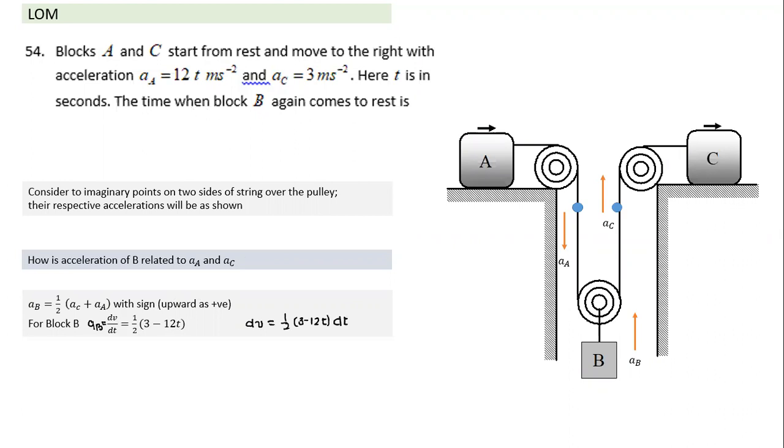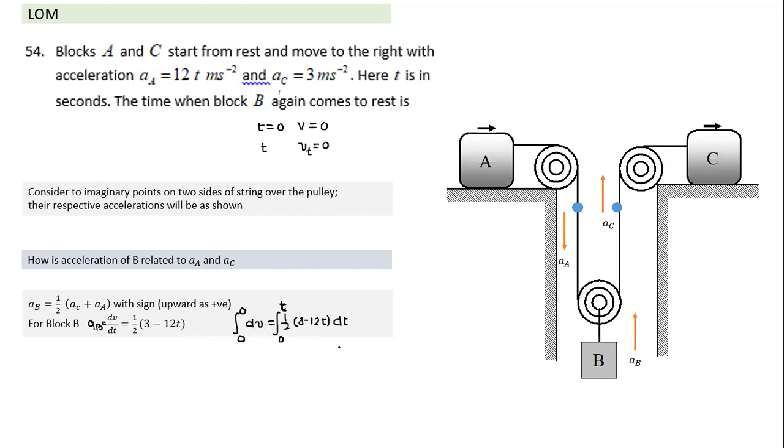We need to find the time when the block comes to rest again, which means initially the velocity of B is 0, and again we have to find at what value of t. So at t equal to 0, the velocity of B was 0. So we have to find the value of t so that the velocity at t is again equal to 0. We can use this equation to find it. So we'll integrate from 0 to t. The velocity at 0 is 0, and at time t we have taken time t such that this velocity is 0. So that is the integration we have, and now it's very easy to solve.